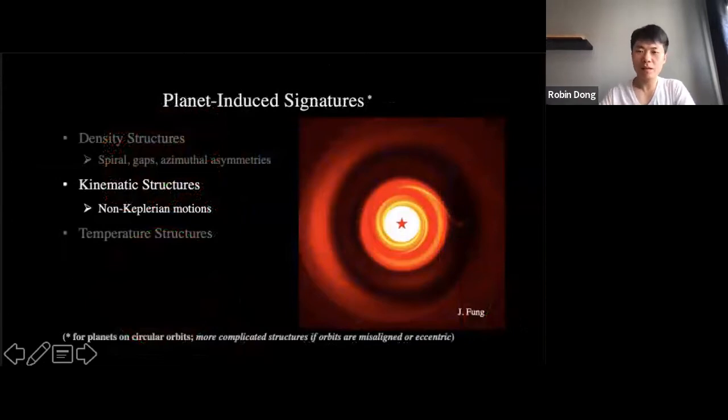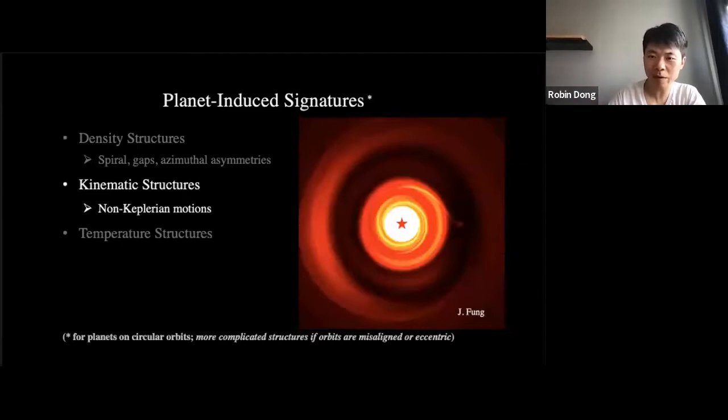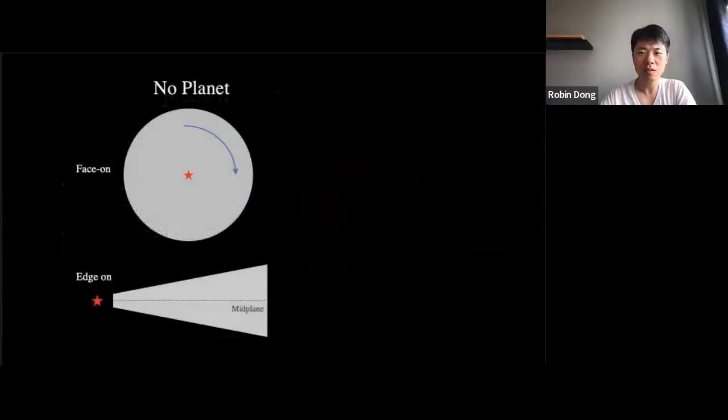All right, in addition to density structure, a planet can also gravitationally perturb the gas motion, and this non-Keplerian gas movement may be probed in molecular line emission observations. To see what these kinematic signatures are, let's look at some kinematics. So here is a face-on view of a disk, the star is at the center, and here is the edge-on view, the star is on the side, and we have the disk midplane here. Now, in a smooth laminar disk with no planet, the kinematics is very simple. All the gas does is Keplerian rotation around the star, right?